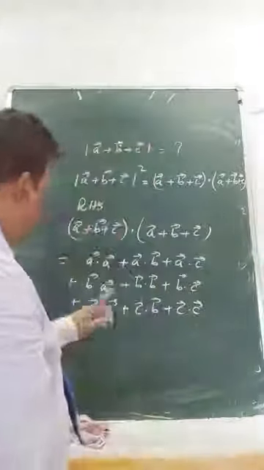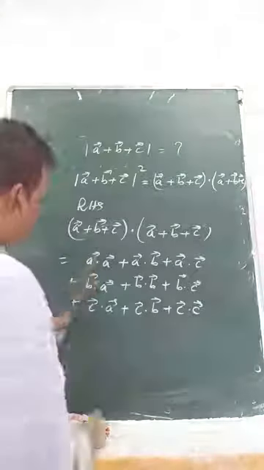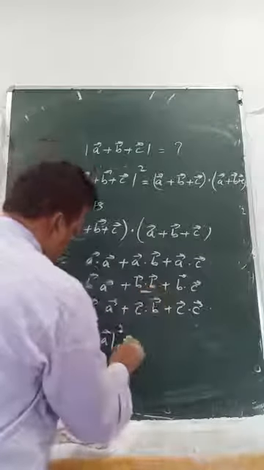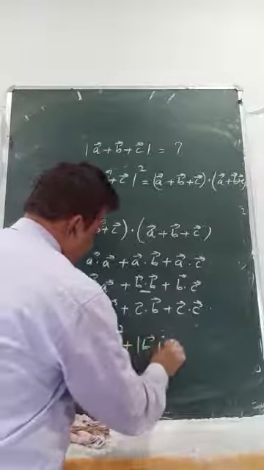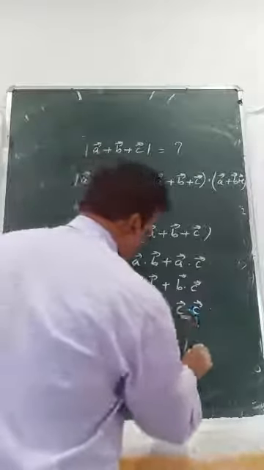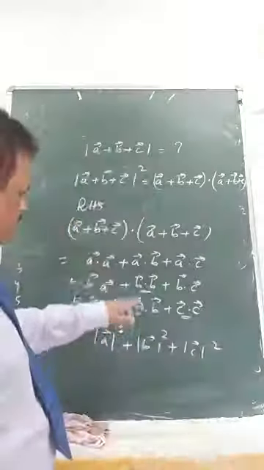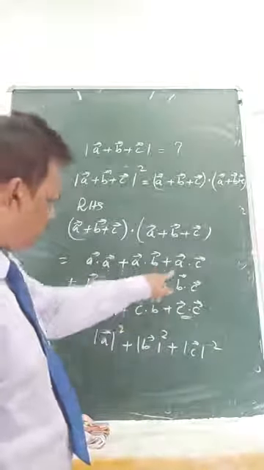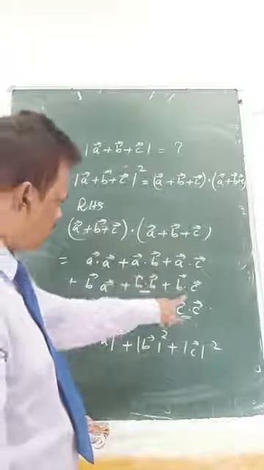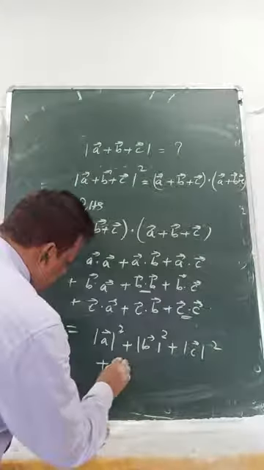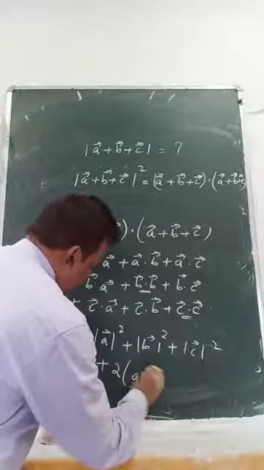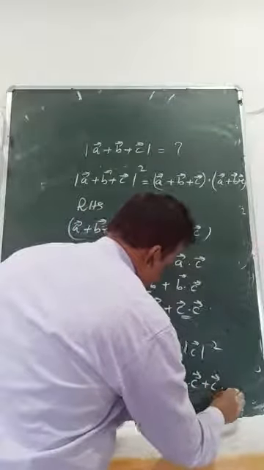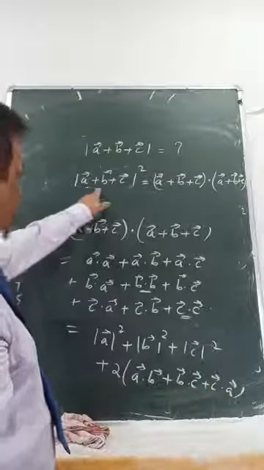Then A dot A is what? A square. That means you get mod A square. Also you will get mod B square, and mod C square. What are the remaining parts? A dot B, A dot B, so this is 2 times A dot B. This is also 2 times A dot C, and 2 times B dot C. So plus 2 times (A dot B, B dot C, C dot A). This is the value of this one.